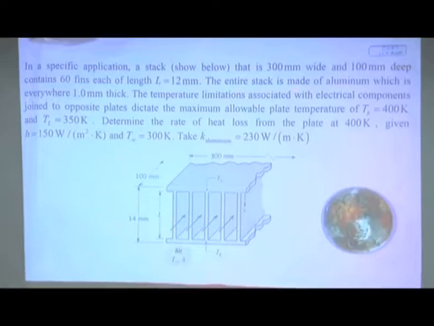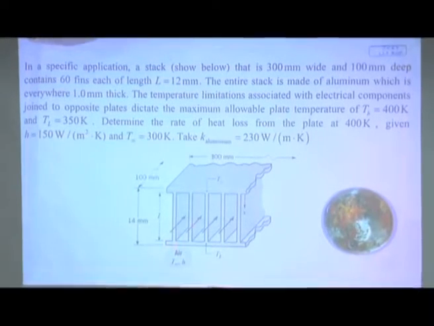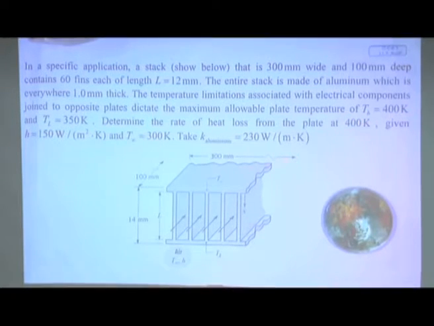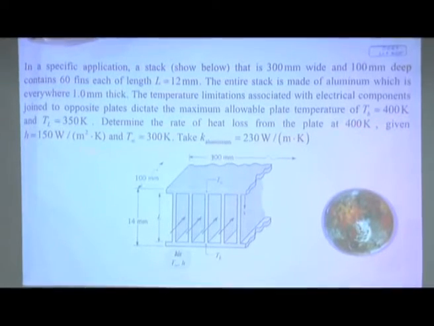The entire stack is made of aluminium, which is everywhere 1.0 millimeter thick. That means this one is 1.0 millimeter. This one was not shown in the dimension. The temperature limitations associated with electrical components joined to opposite plates, that means this side of the plate, dictate the maximum allowable plate temperature of 400 K. That means this plate should not be at a temperature above 400 K. The electronic components will be damaged.